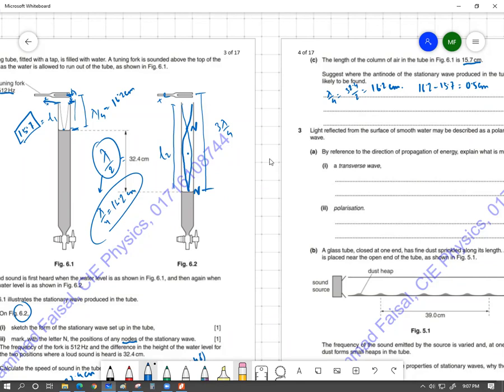And how much is that distance? That is the difference of 16.2 and 15.7. So I would show these two parts of calculation, then I'd write that the antinode is located 0.5 centimeter above the glass tube. Did you understand? Yes.